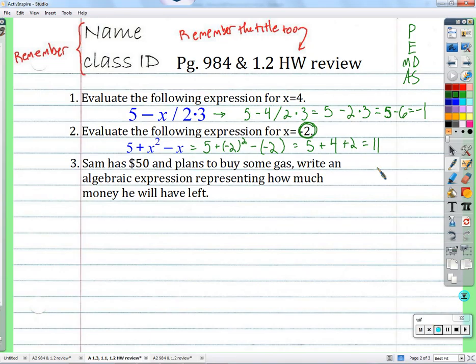Alright, so we got 5. Here we have exponents, right? That would be your first point of order. We're adding positive 4 now. Negative 2 times negative 2 is positive 4. Minus a negative 2, that'll be plus 2. All right, so we get 11. 9 and 11.